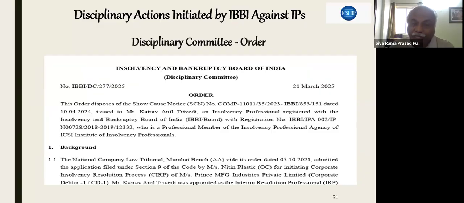Not only this, the disciplinary committee orders are like this, on 21 March 2025, IBBI DC 277 by 2025 order. So the narration is beautifully designed. Easy to understand also because you are a professional. That too, you know about the IBC. It is a cakewalk for you to understand the order also.